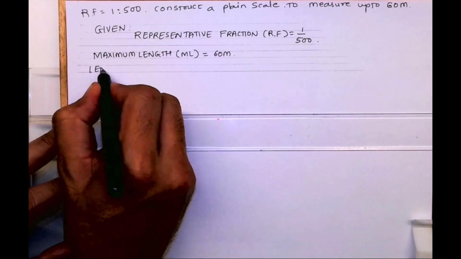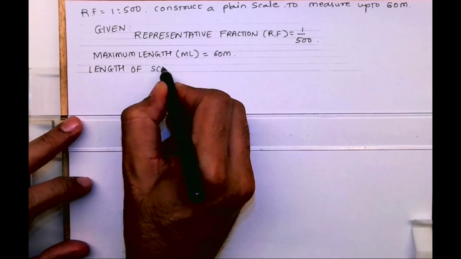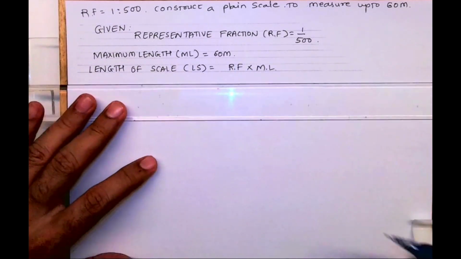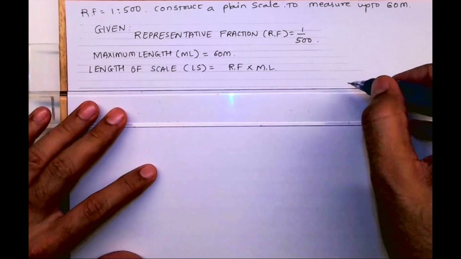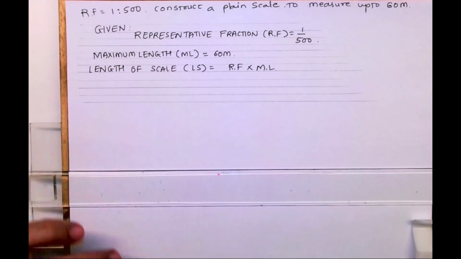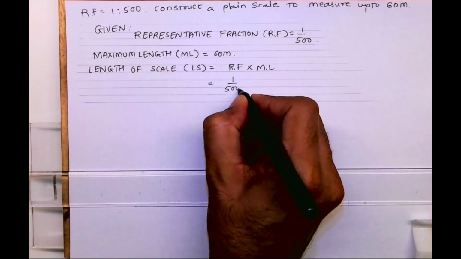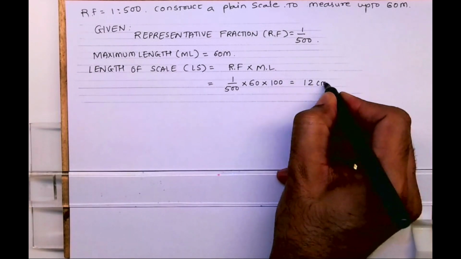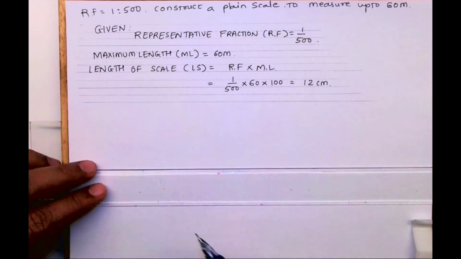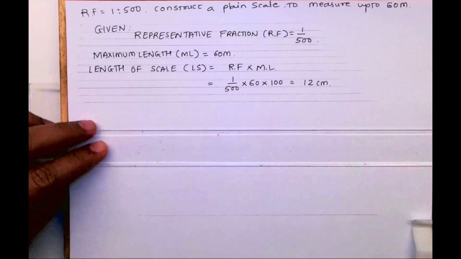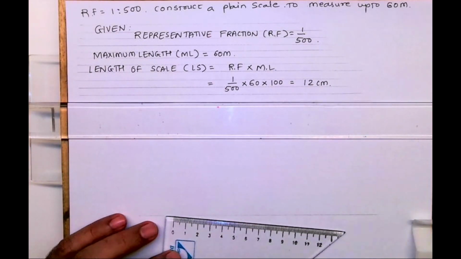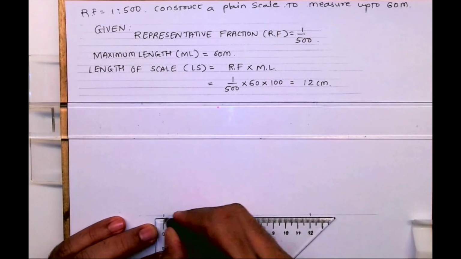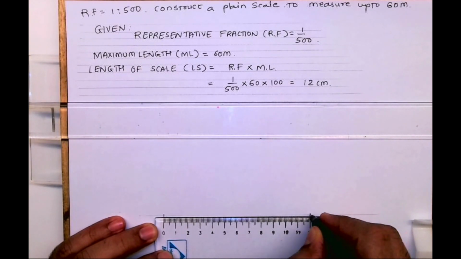Then we know the formula: length of scale is equal to RF into ML. So RF is 1/500 into 60 into 100 will give me 12 centimeter. So I'll mark 12 centimeter as the length of scale.